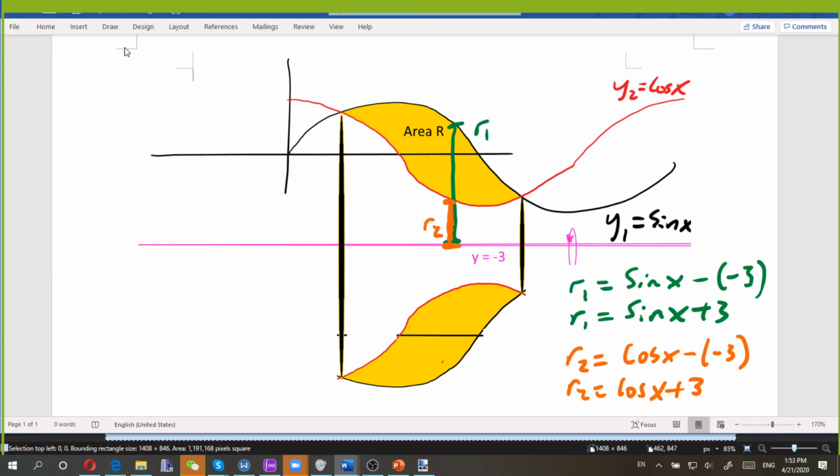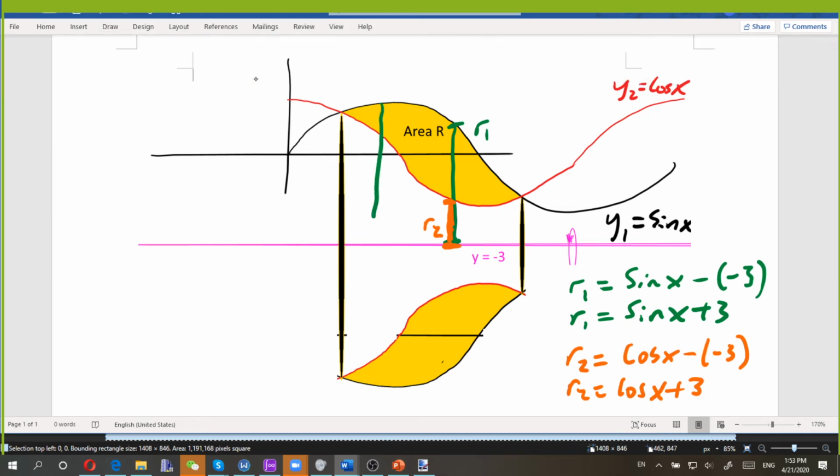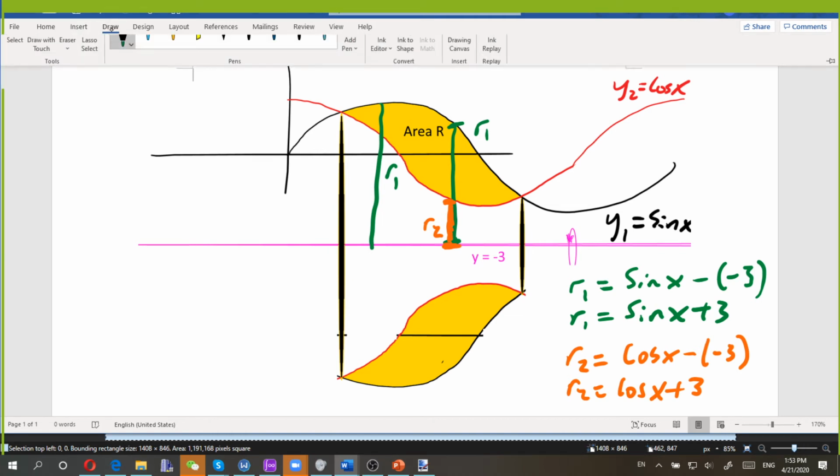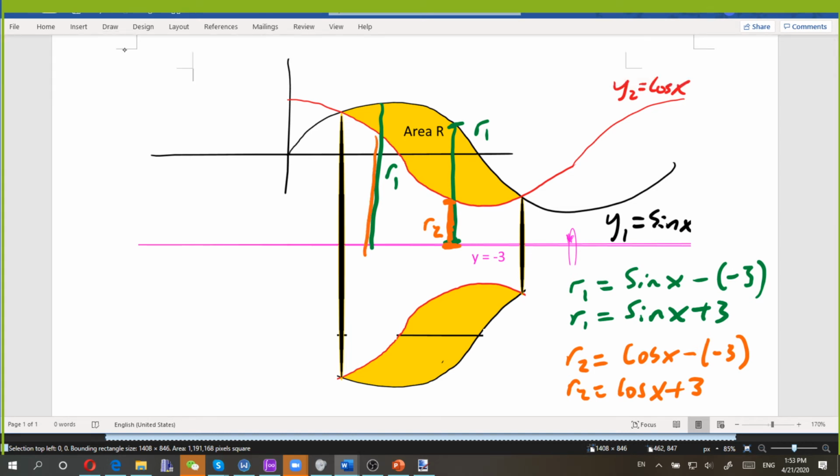So if I picked somewhere over here, then this would be R1, which is still the distance from the pink function to the black function, sine, to y equals -3. And my orange would be here. R2 is still the difference between the red function, cosine, and -3, which would be cosine minus -3, is cosine plus 3. So it doesn't matter where you pick, our formula is still the same.